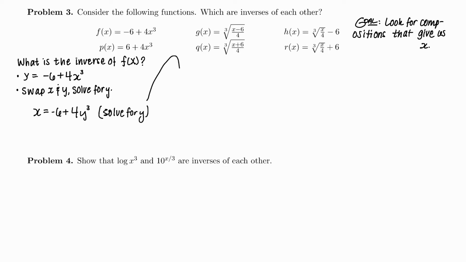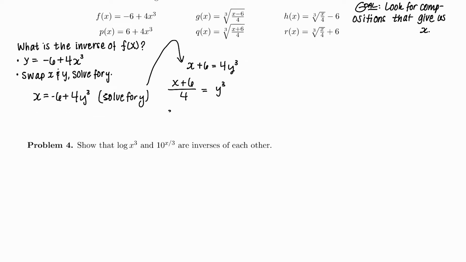So I'll continue this up here. So I get x plus 6 equals 4y cubed. If I'm trying to solve for y, I can divide both sides by 4, which gives x plus 6 over 4 is equal to y cubed. And then I can take the cube root of both sides. So I get that the cube root of x plus 6 over 4 is equal to y, which is f inverse of x. And that's exactly what q of x is.